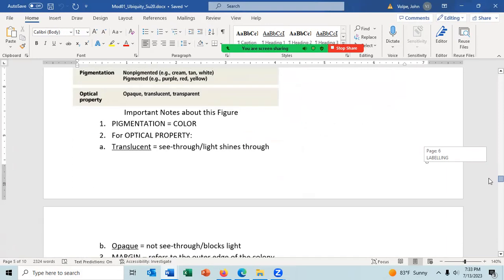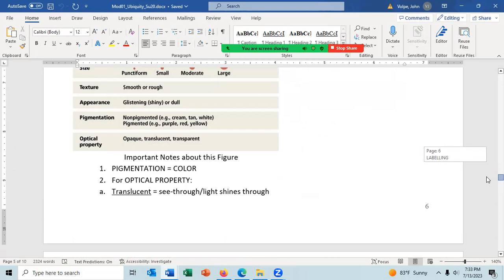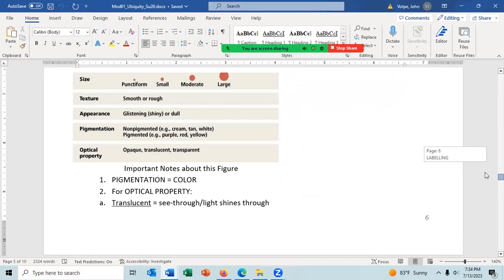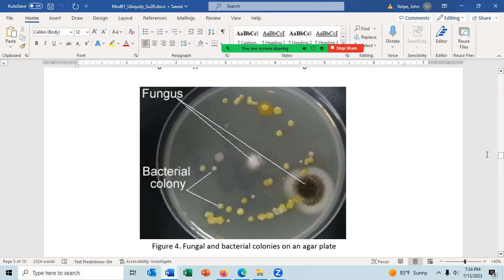And then you can classify the colonies on their optical property. Are the colonies opaque, translucent, or transparent? Transparent colonies are very rare. They have the appearance of a drop of water. You can see right through the colony. Opaque colonies are the most common. And actually every one I'm seeing here is probably opaque.